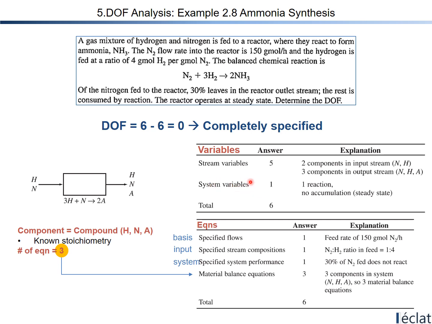So system variables include one reaction but no accumulation. So the total number of system variables is 1. In the textbook method, you don't need to think about the accumulation term and the generation term. Instead of them, we count the number of chemical reaction equations plus accumulation terms. But in this case, there is no accumulation, so we have 1. Then the total number of variables or unknowns is 6.